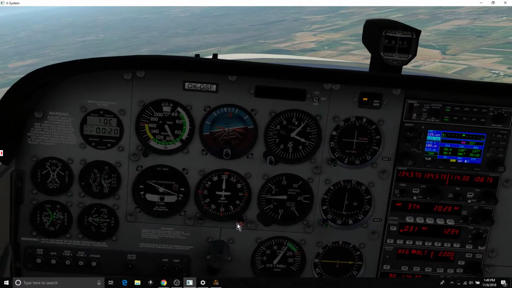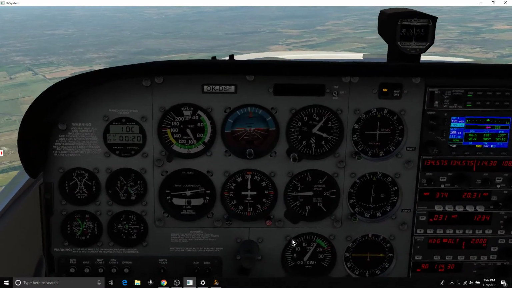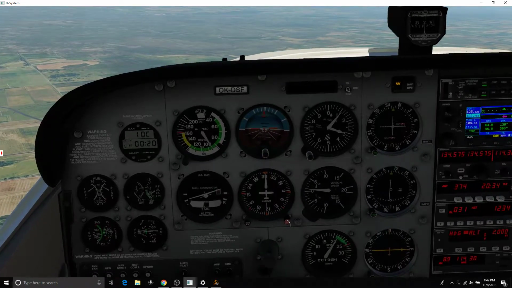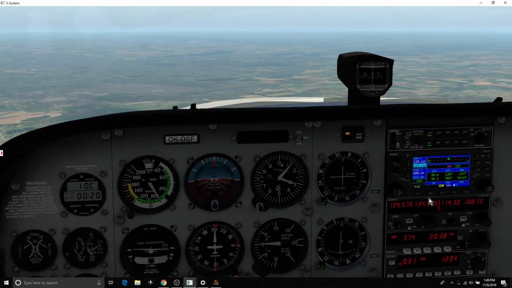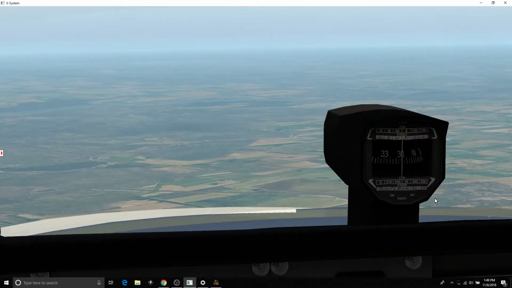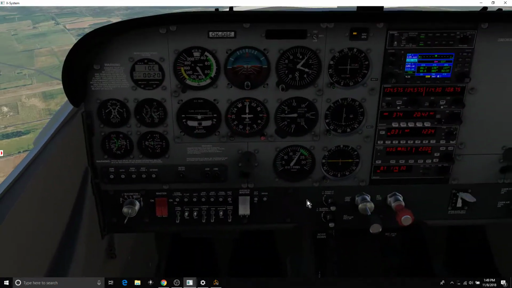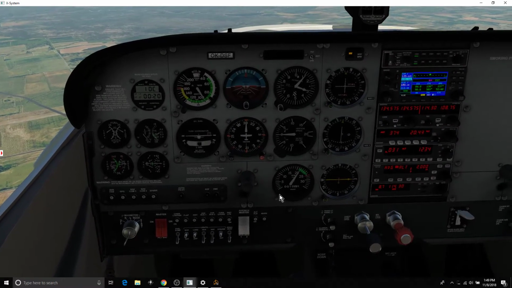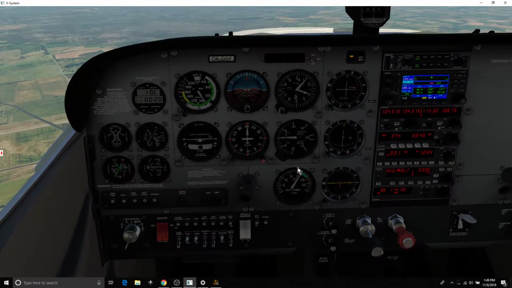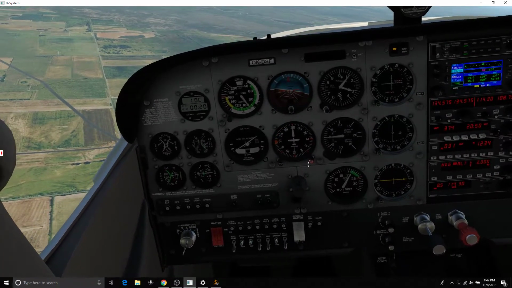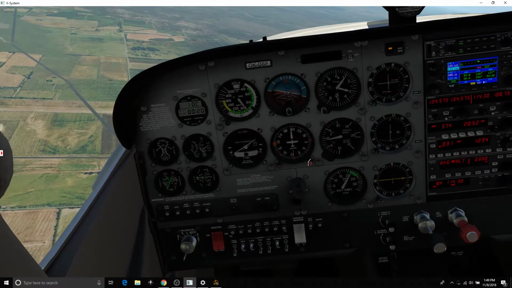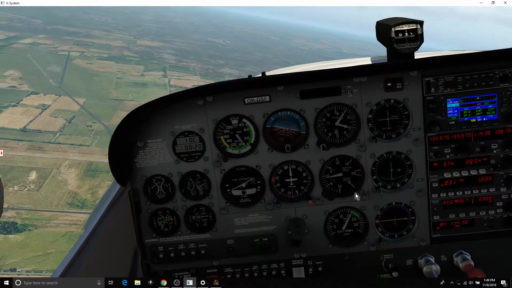So we are about 9.0 DMEs. Let's take a look. Yeah, magnetic compass wise, we're good. So we better get ready to turn. 8.6. There we go. We're gonna start our turn 90 degrees to the left. So it's gonna be 200.